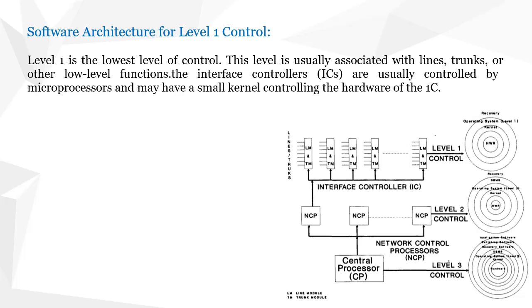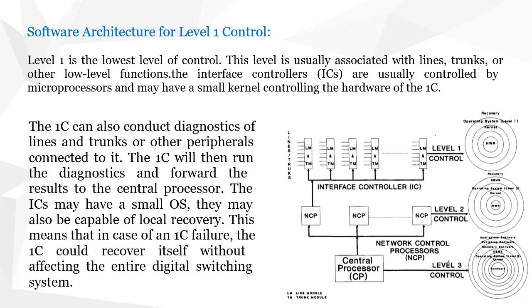And you can see that in the circular figure representation, where there is a kernel operating system of level 1 and the hardware structures written in those concentric circles. The level 1 control can also conduct diagnostics of lines and trunks or other peripherals connected to it. So if there are any diagnostics to be done on the lines and trunks, that is done at the level 1 control. The level 1 control will then run the diagnostics and forward the results to the central processors. So if there are any line failures or trunk failures, that information is passed from level 1 to the central processor as shown in the figure.